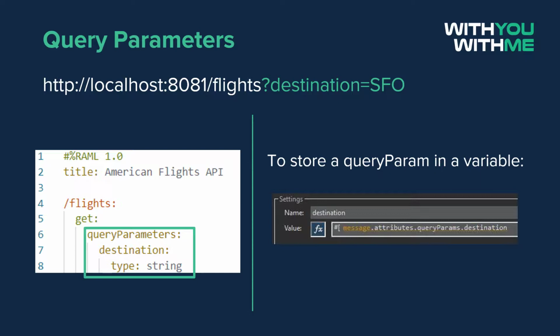Within the RAML file, we create the API endpoint /flights. Then for the GET method, we provide a destination key for the query parameter, further defining this as a string type. To access the query parameter, simply use attributes.queryParams.keyname, in this case destination, as shown to the right.